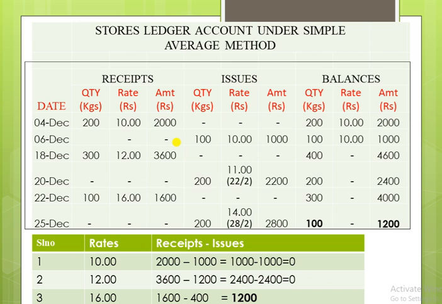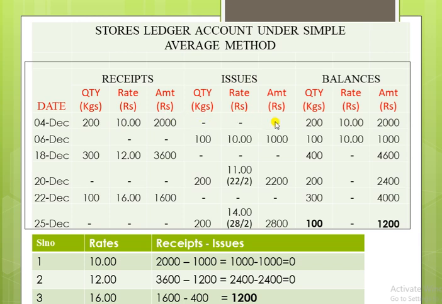Under the simple average method, the first transaction is on 4th December, 200 kgs received or purchased at rupees 10 per kg. So the amount will be 2000. If 200 kgs are purchased at 10 rupees, the amount comes to 2000.